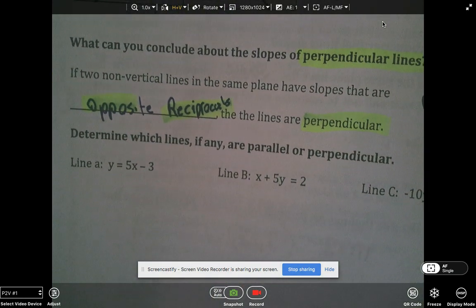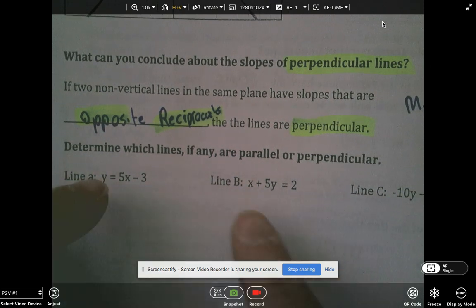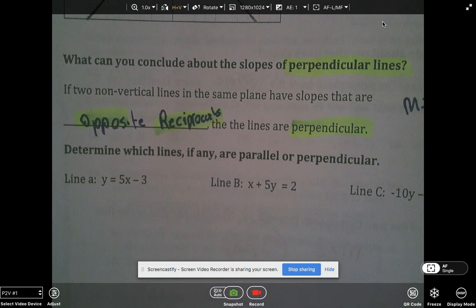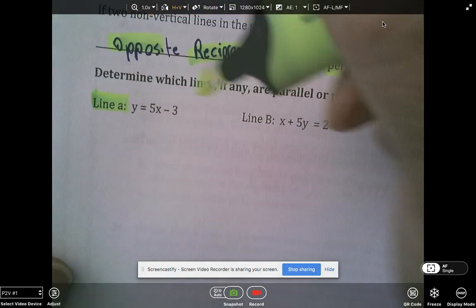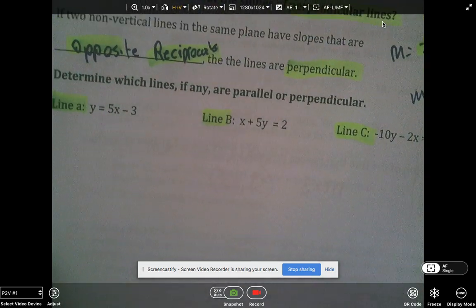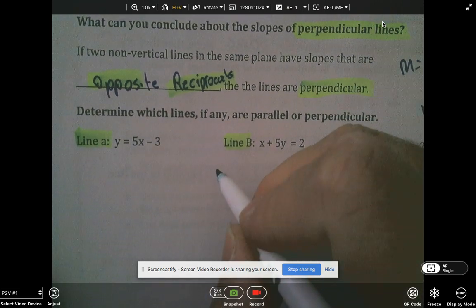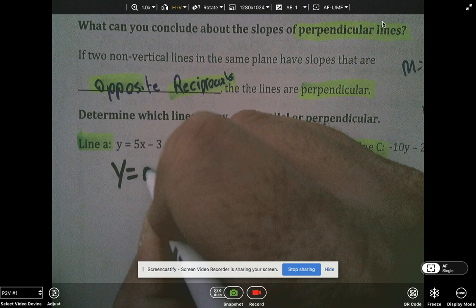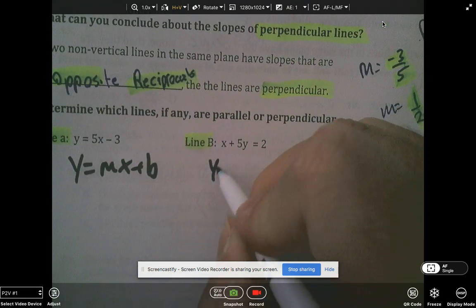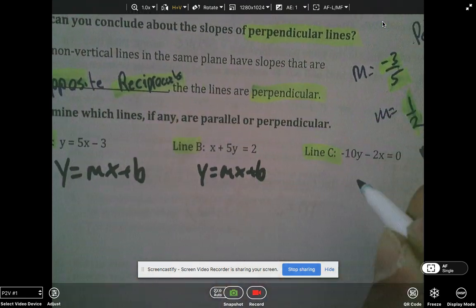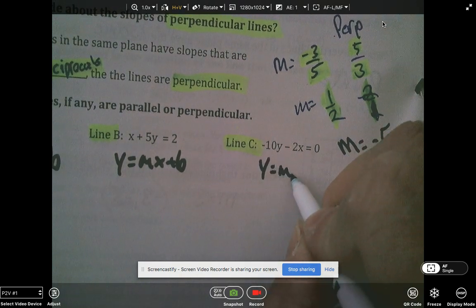All right, in the next part of the reference, we're going to determine which of these lines, A, B, and C, are perpendicular. The first thing we have to do for each of these lines is come up with the slope. And the best format to figure out the slope would be which of the three? Slope-intercept form, standard form, or point-slope? Yes, slope-intercept form. So we want to convert these all to y equals mx plus b. The first one's already done for you.